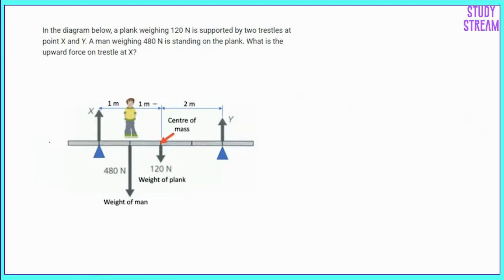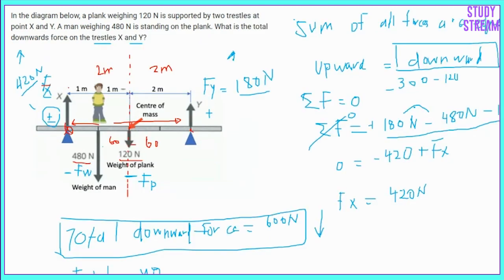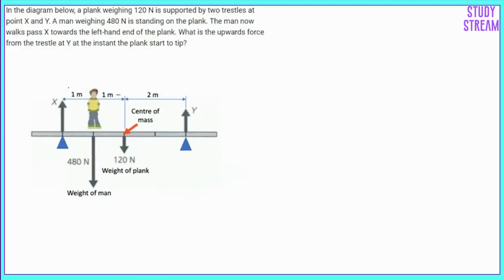Okay, so that question we basically answered right now. They want the upward force at x, and we already found it to be 420. So we don't really need to calculate it again because we did the working here. We just need to write the answer at this point. Now in the diagram below, we have the plank again weighing 120. A man is standing in the same position.